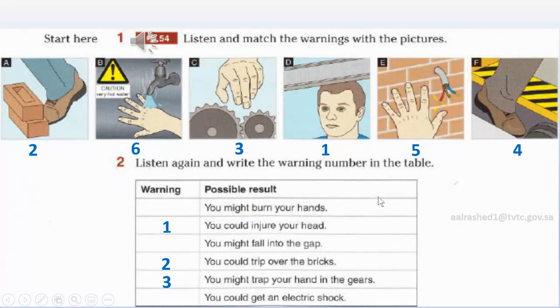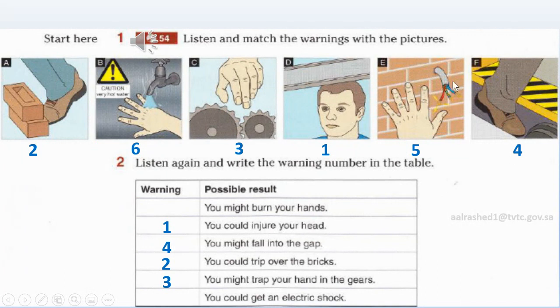Okay, for number four. Can we describe what would happen? So we have leg, we have gap. Okay, let's look at the word gap. Can you see? This is the gap. Okay, a gap. So this is number four.